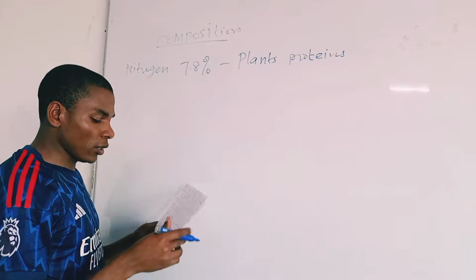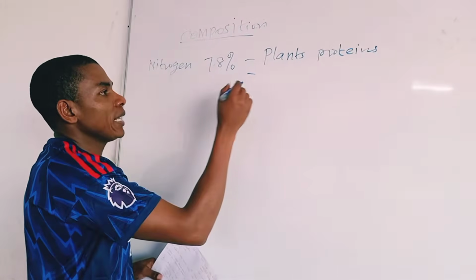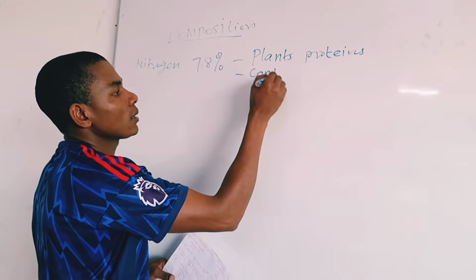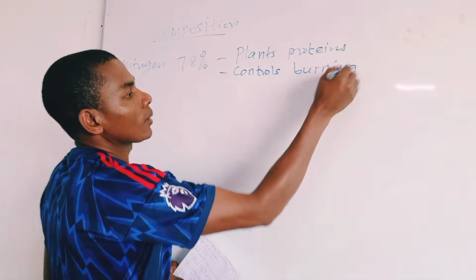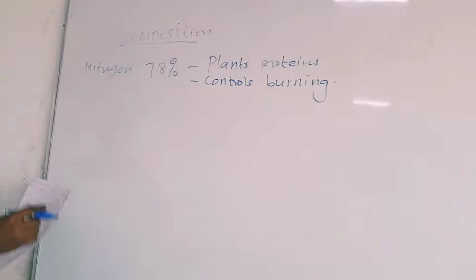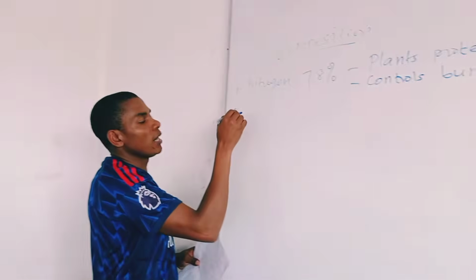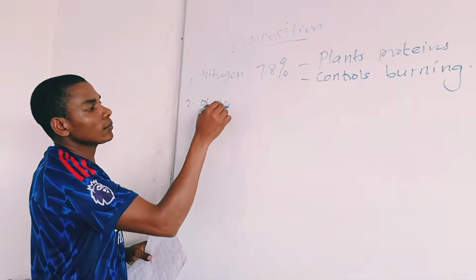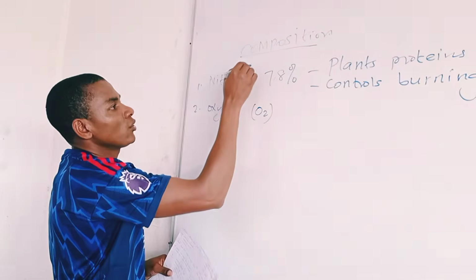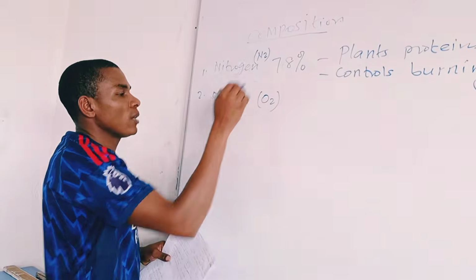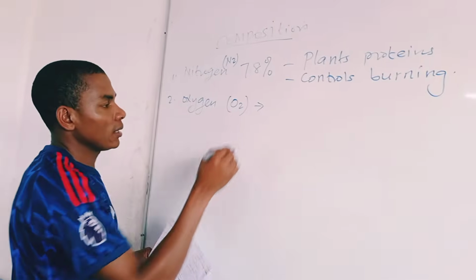Helps plants to make protein. Then another function of nitrogen is that it controls burning. Then number 2, we have oxygen. The symbol of oxygen is O2, but the symbol of nitrogen is N2. Those symbols are in grade 7.